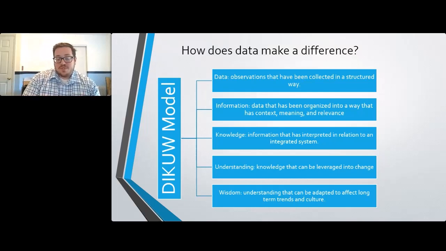And then last is wisdom. And this is where we want to get to with all of our observations. So all of these observations, they collect, they aggregate. We get to a point where we know what the trends are. We build culture. We build long-term changes.